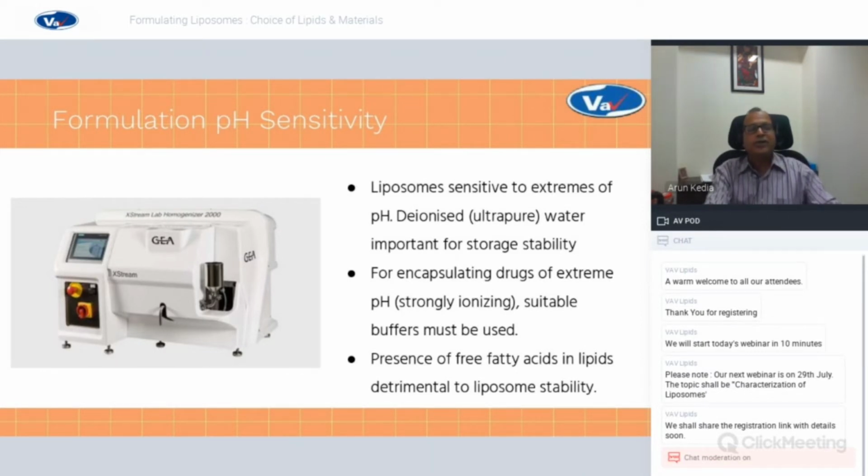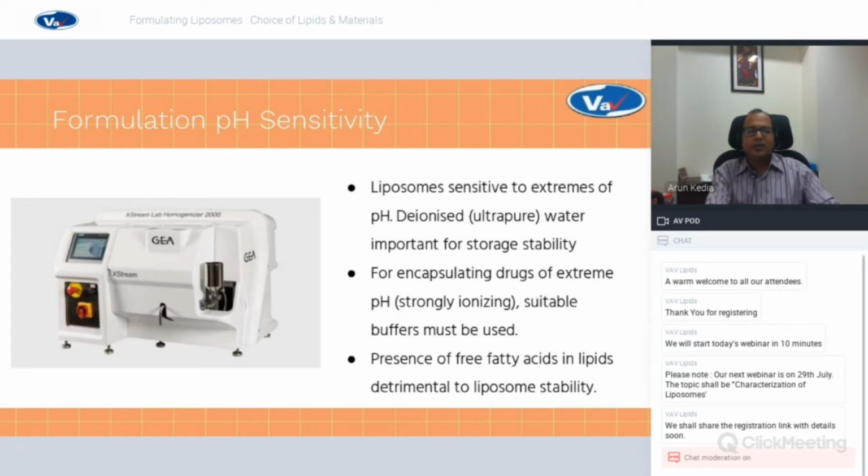Now, we talk of pH sensitivity, and there are two kinds of pH sensitivity. So, first is the pH sensitivity during the formulation process. Now, liposomes are sensitive to extremes of pH. So, we explain it in detail in subsequent slides, but deionized ultra pure water is important for the stability of the liposome on storage. And then when you are encapsulating drugs of extreme pH, which are strongly ionizing, then always suitable buffers must be used to maintain the pH within an acceptable range.